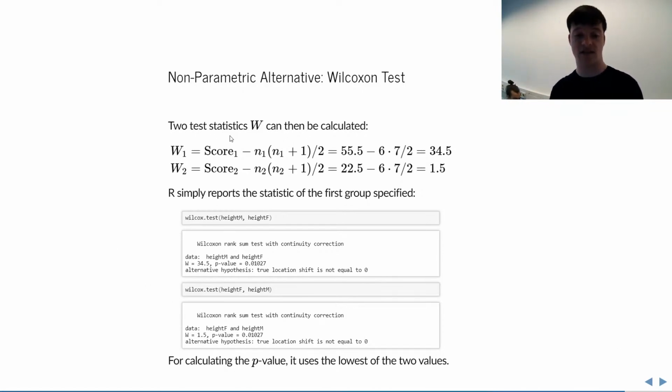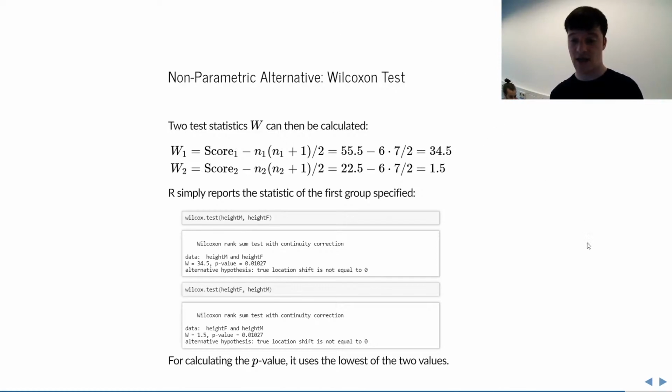And indeed, we'll see that entering these data in R, height M, height F, it will give us the Wilcoxon score for the men. So indeed, we see W equals 34.5. But if I had said height female, height men, then female are the first group, so this value is what we would expect, and indeed that's what we see over here, 1.5. But under the hood, it is still using both of them in the calculation of the p-value, so it will give you an identical result. Doesn't matter how you specify your t-test.